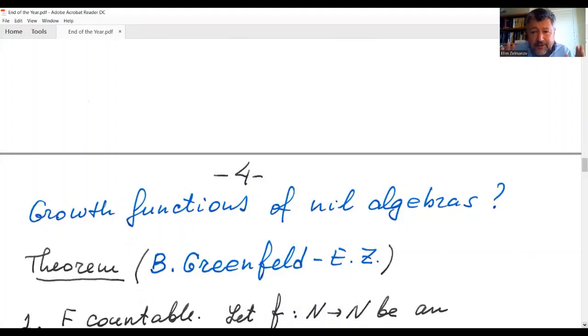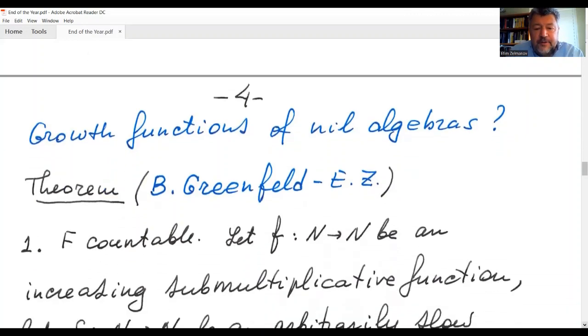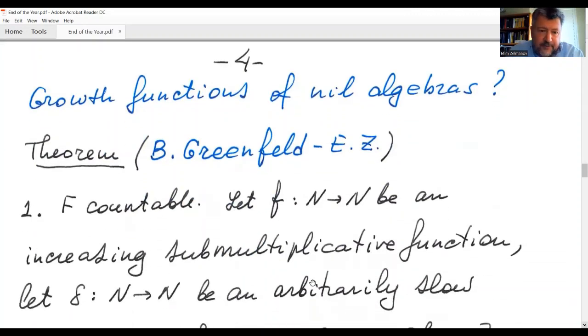My conjecture is that if we don't consider small cases, that is, if we only consider functions that are asymptotically greater than, say, n squared, or if you insist n cubed, then the class of growth functions is the same as the class of growth functions for all algebras. In a recent joint paper with Beery-Greenfield, we proved the following theorem.